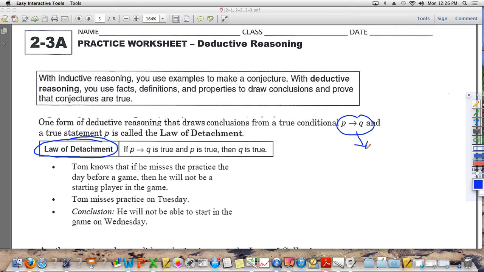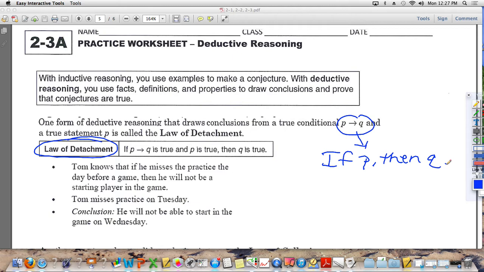What I would like you guys to do right here is write this down. P arrow Q means P implies Q, and what it really means is if P is true, then we know that Q is true also. So that arrow in between the P and the Q means if P, then Q.